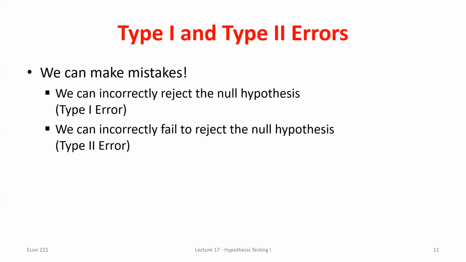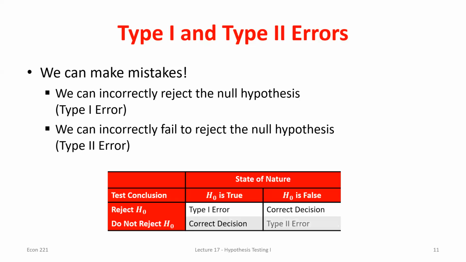Now, we're talking about these errors as though I can always go back and figure out if I made one. We usually aren't able to get our hands on the population data. It's just that we know these situations can exist. It could be that I'm rejecting the null, even though I shouldn't be, type 1 error. And it could be that I'm failing to reject the null, even though I should be, my type 2 error.